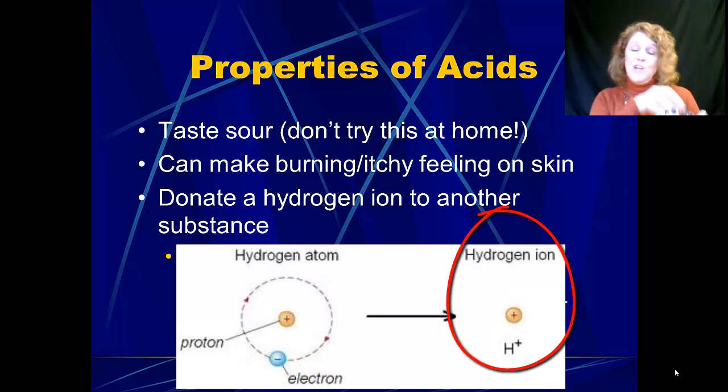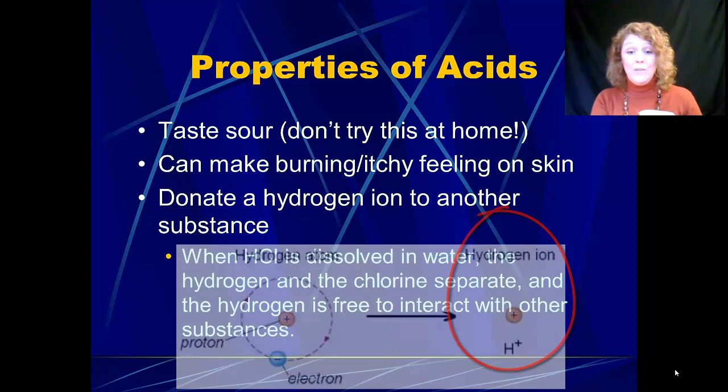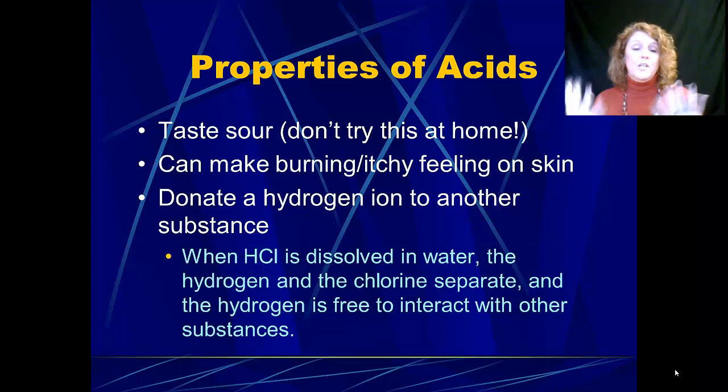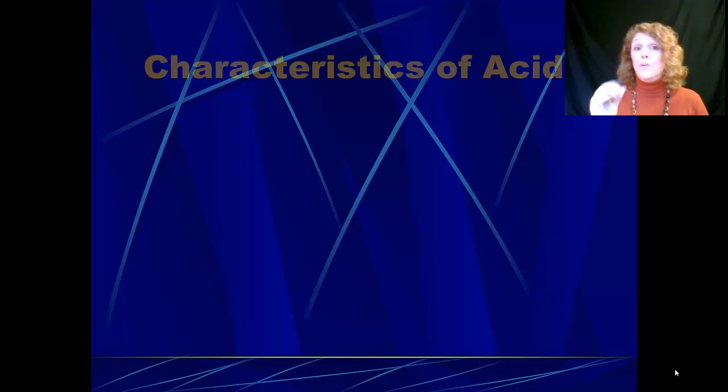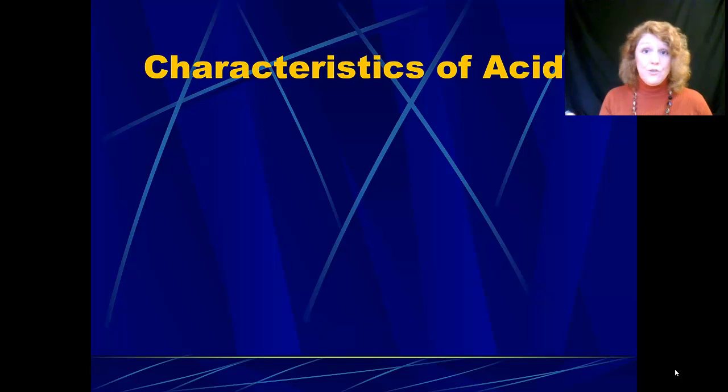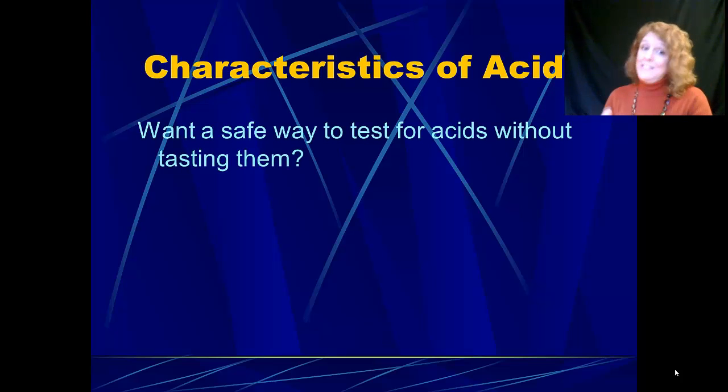Now, this hydrogen ion is free to interact with other substances. So it's going to go out and it can make other combinations. Now, in order to know that you have an acid, you need to know the characteristics of acids. Do you want a safe way to test for acids without tasting them? Please find a way to do this.